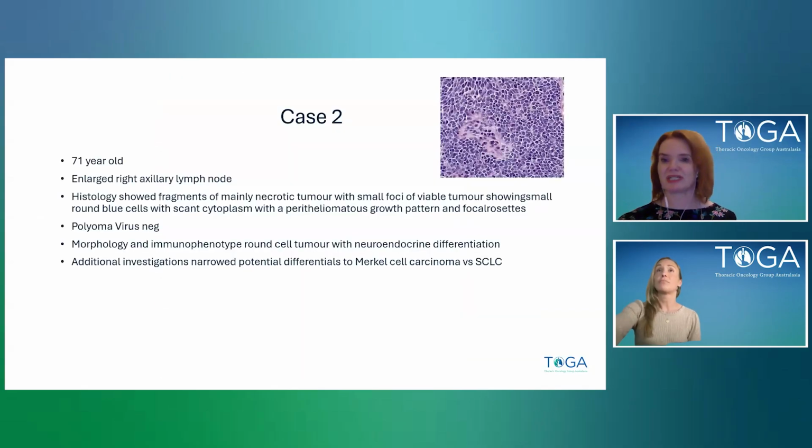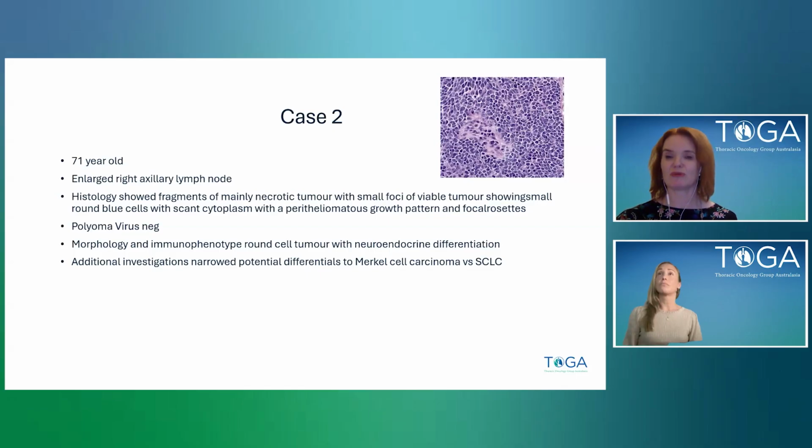So this is a little bit different from your everyday lung cancer. This is a 71-year-old patient with an enlarged right axillary node. And interestingly, this patient had a history of some skin cancers, but nothing was really known about that, and nothing else in their history. The morphology as seen in the top right is quite different than the last case.